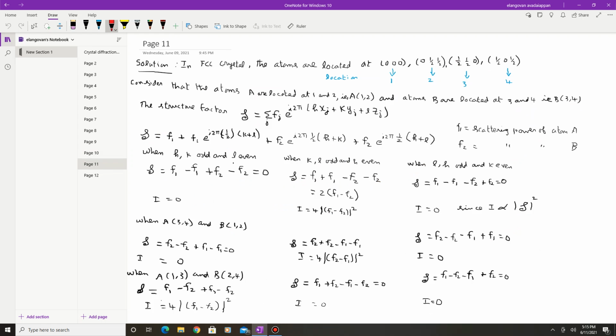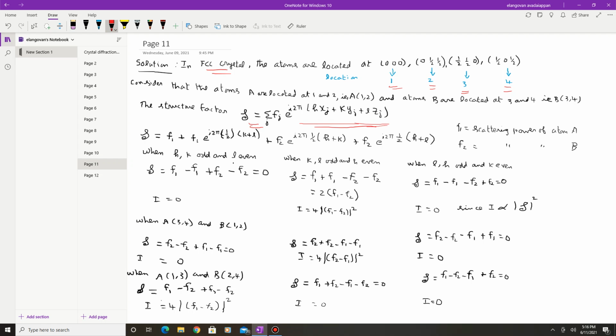Now here you take the FCC crystal. The atoms are located at 4 positions: 0, 0, 0 is the first position, then 0, half, half. Because of the base-centered crystal, there are 4 positions for the location of the atoms in the FCC crystal. The expression for the structure factor is also given, and we already discussed it.